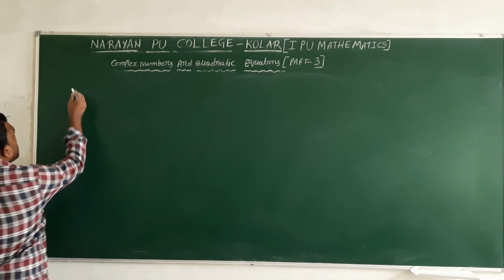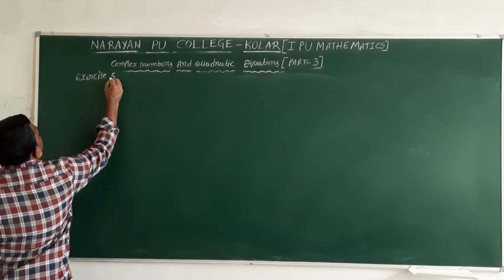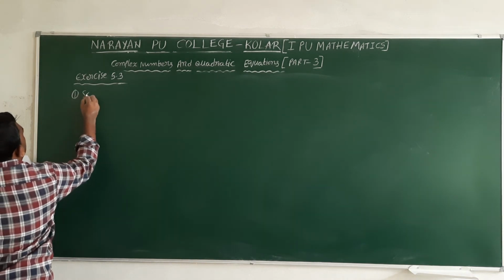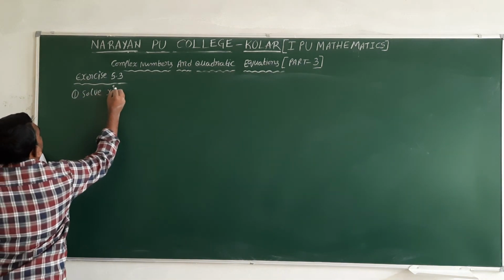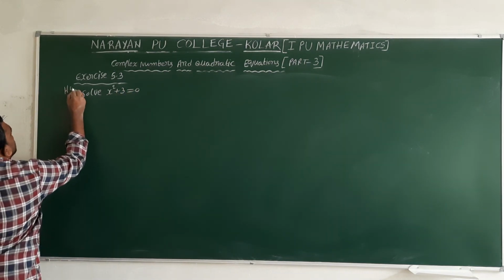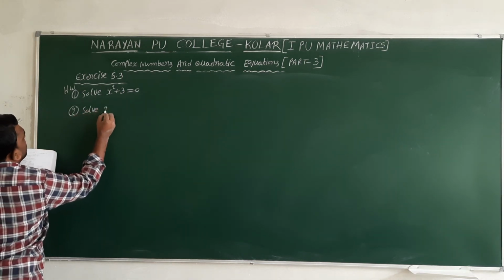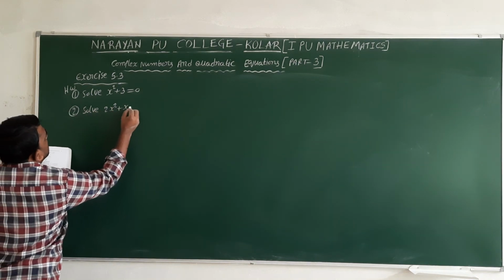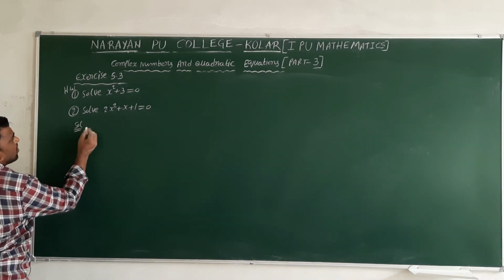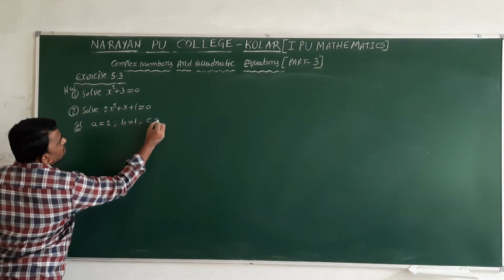My next exercise 5.3. So first one, solve x square plus 3 equal to 0. It is like the first example. Take it as homework. Second one, solve 2x square plus x plus 1 equal to 0. Compare with the standard form. A value 2, b value 1, c value also 1.